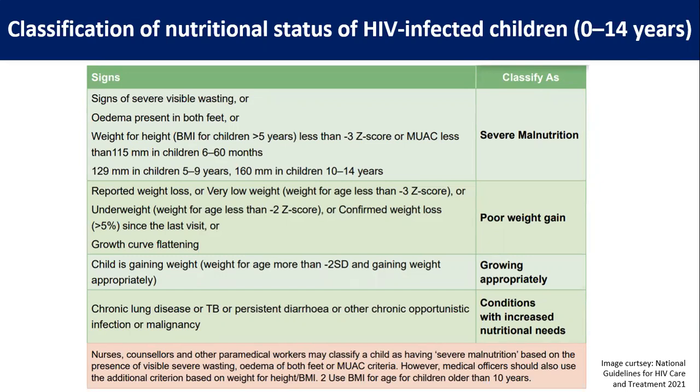If the child has any underlying chronic lung disease or TB or persistent diarrhea or any other chronic opportunistic infections or malignancies, it is labeled as a condition with increased nutrition needs. Because all of you are aware, any child who has any comorbid condition, co-infection or any other opportunistic infection has an increased demand for nutrition over and above the normal nutrition requirement. Next.